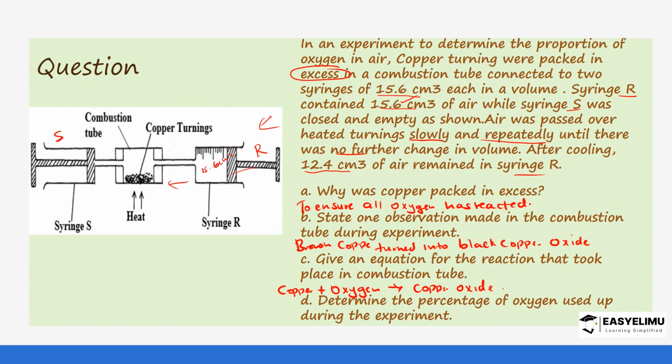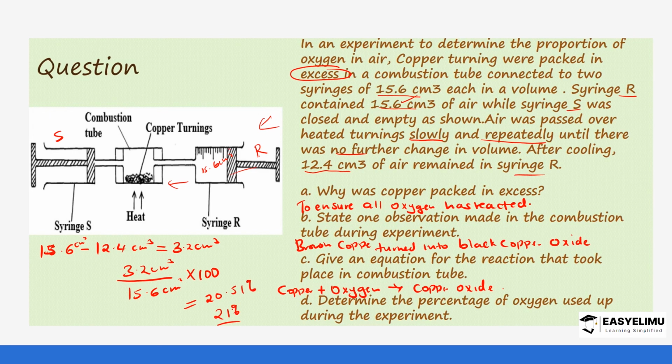Finally, determine the percentage of oxygen used up during the experiment. So we are back in this calculation. So we said the initial, which was 15.6, 15.6 minus final, which was 12.4 centimeters cubed, which gives us the change would be 3.2 centimeters cubed. So we take the 3.2 centimeters cubed over the initial, which was 15.6 centimeters cubed, and then we multiply by 100 because we want it in percentage. So this gives us 20.51%, which is the same as 21% if you round off to whole number. So that is the calculation for this reaction.